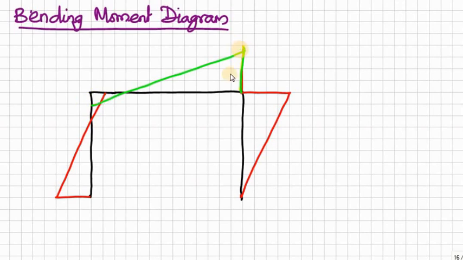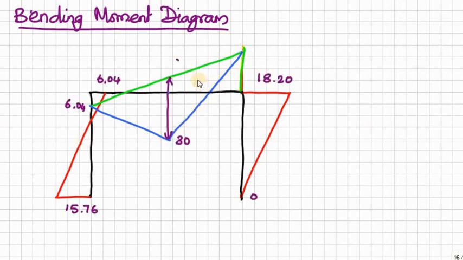So this is negative, here also negative moment. Now over this we have to superimpose the simply supported moment. At center we have 30 kilonewton meter. So this is our 30 kilonewton meter. So 15.76, 6.04, this is also 6.04, 18.02, this is also 18.02, and this is 30 kilonewton meter.